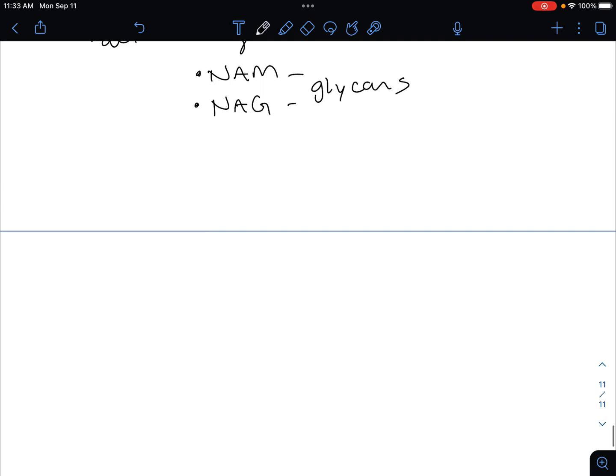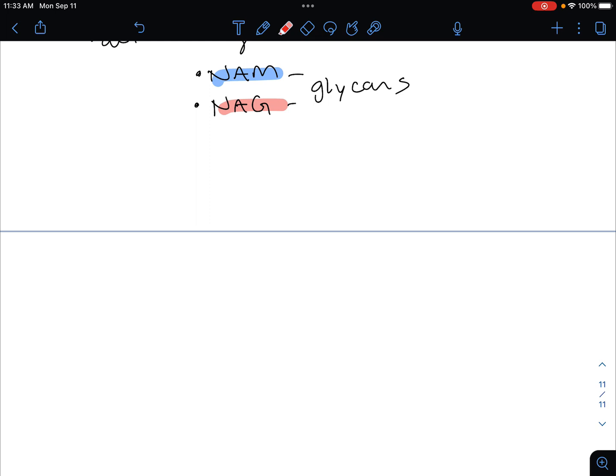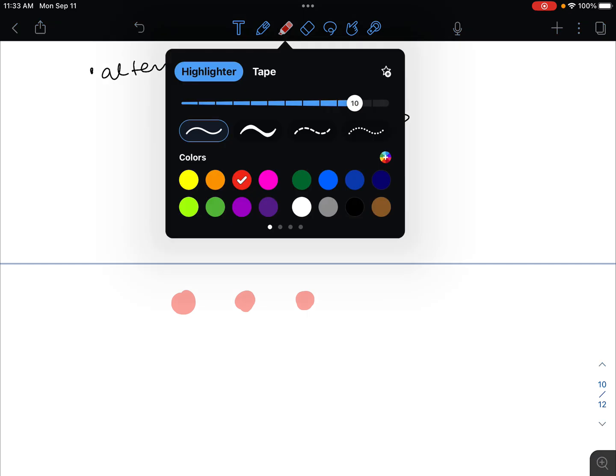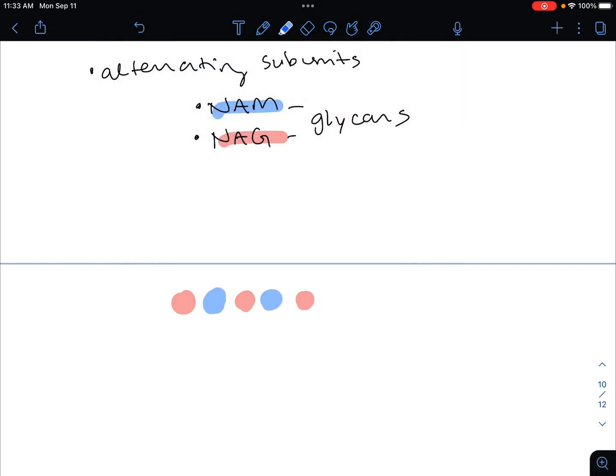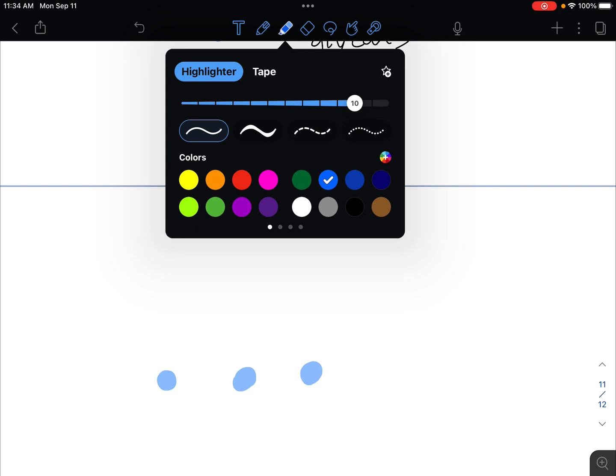And so if we draw this out, let's use some colors here to distinguish them from each other. We'll use that for the muramic acid one, and then for NAG, or the acetylglucosamine, we'll use red color. Okay, so we have our NAG kind of in an alternating fashion like this. Actually, I made it too long. That's fine. Then we have our NAM again, and then at the bottom, we're going to also have alternating NAM and NAG.